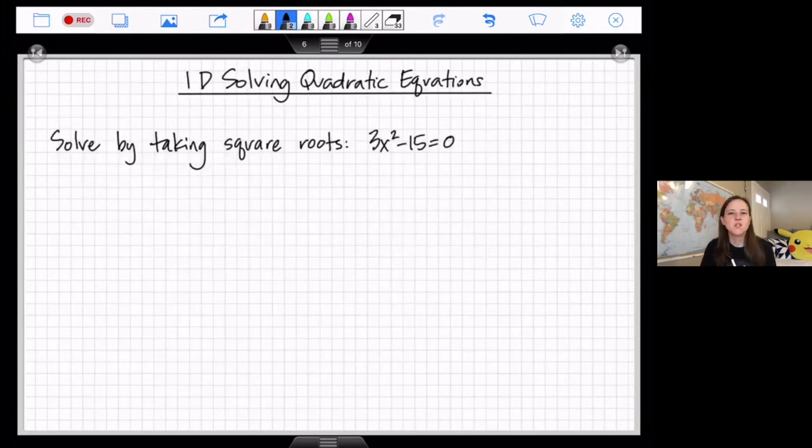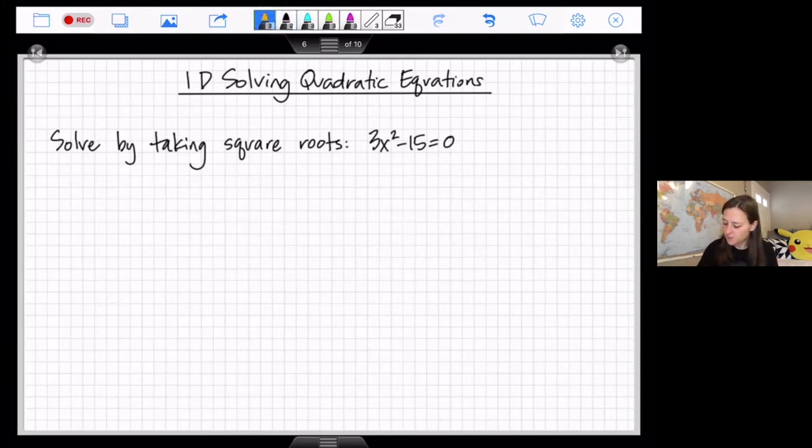We're going to solve one equation by taking square roots. I mentioned that this is not usually a viable option for solving quadratic equations. It only works if you're missing that x term in the middle, like this equation, 3x squared minus 15. There's no like 2x in the middle of that equation. So if you have just the x squared and the constant term, then you can isolate the x squared.